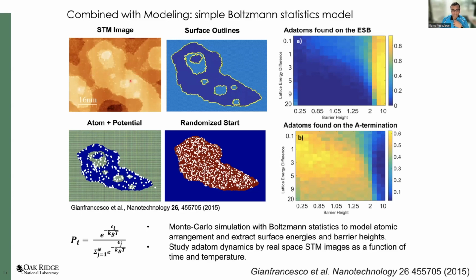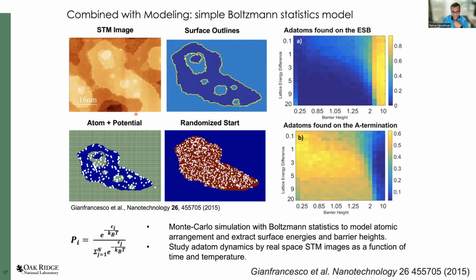So we can have a look at statistics on what are the atoms that are found on the Ehrlich-Schroebel barrier itself, right, on this step edge itself, and then the atoms that are actually found on the A site termination versus the B site termination in this case. And so we can very easily compute, based on Monte Carlo simulations with Boltzmann statistics, we can try to model from random starts of these atoms, where they would be for different lattice energy differences and different barrier heights. And so by doing this, we can get an understanding of what the barrier height should be based on the images that we've actually acquired, right?